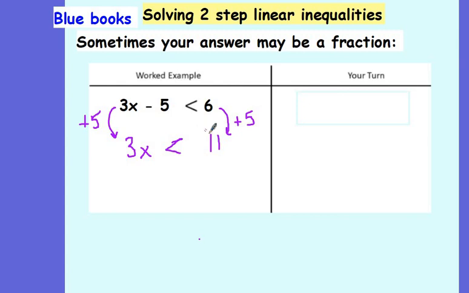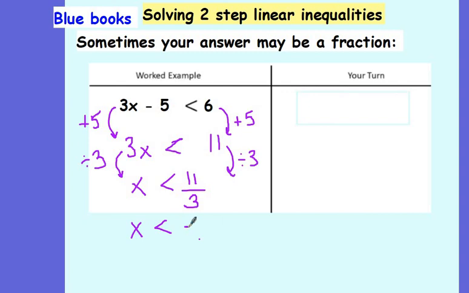Now this looks a bit scary because now I want to divide by 3, but that's not going to give me a whole number. But that's okay, sometimes we don't get a whole number. So now I get x is less than 11 over 3, or I could write that as x is less than 3 2/3. Over to you, Year 8, in your dark blue books. Please pause the video and have a go at this question for me.